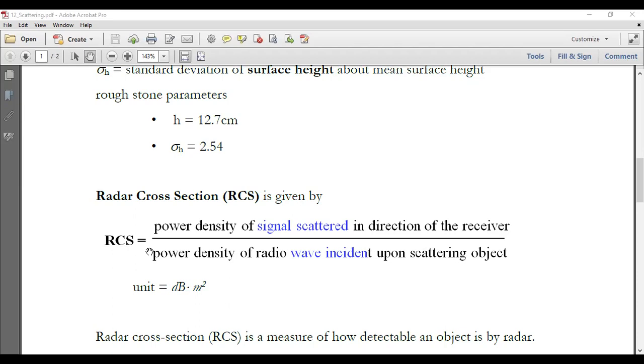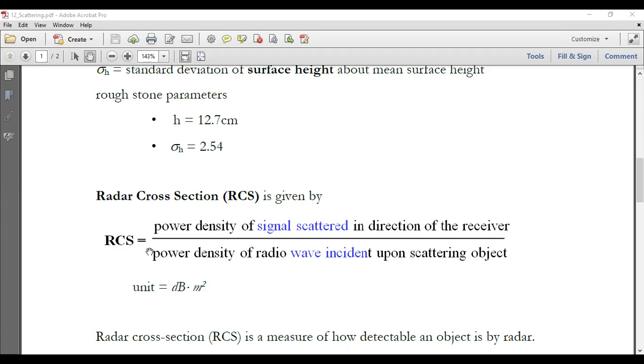If I just call it scattering, the bottom line is you need to get some power back from the object, however you get it, through reflection or scattering. So here we are calling it scattering. The power density that you have in the direction of the receiver, when ratioed with the power density of the wave that is incident on the object, is called radar cross section.